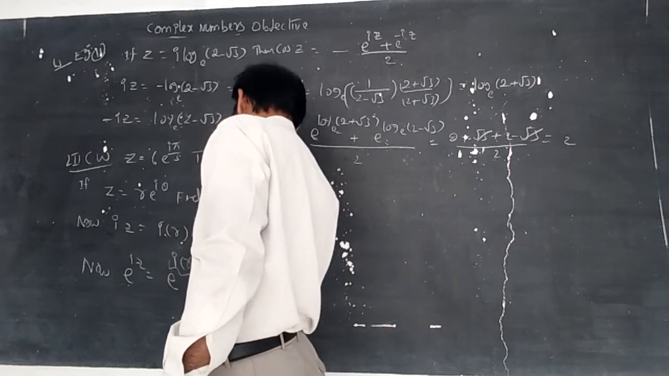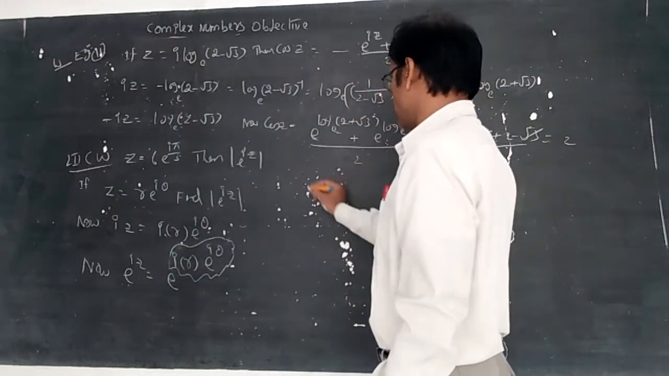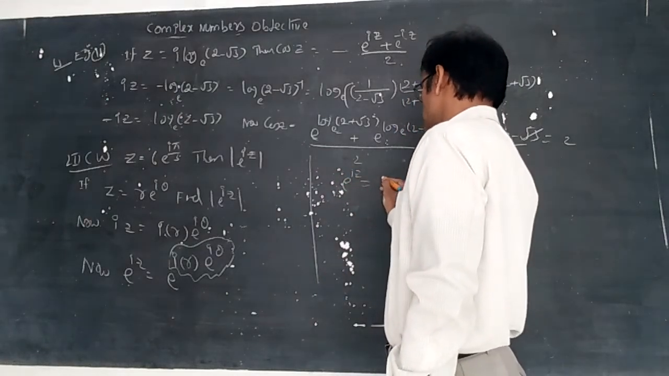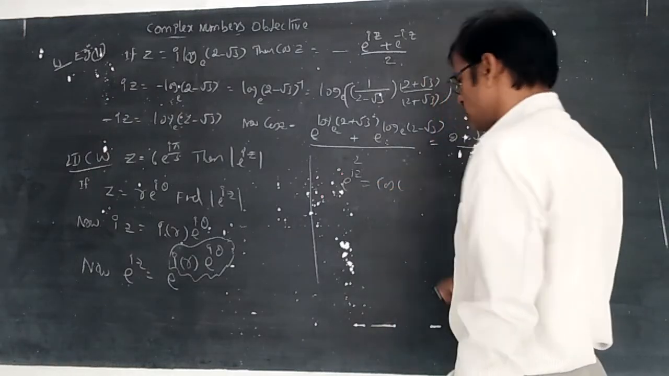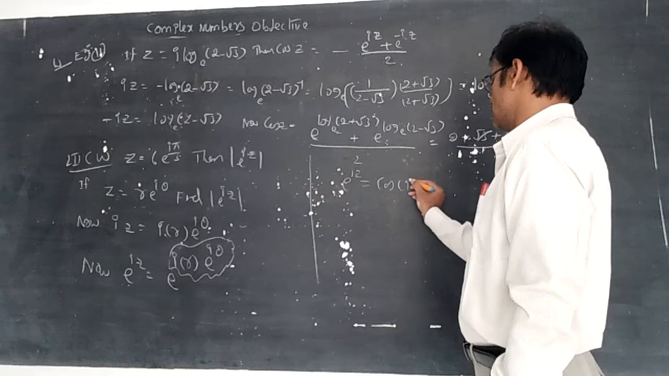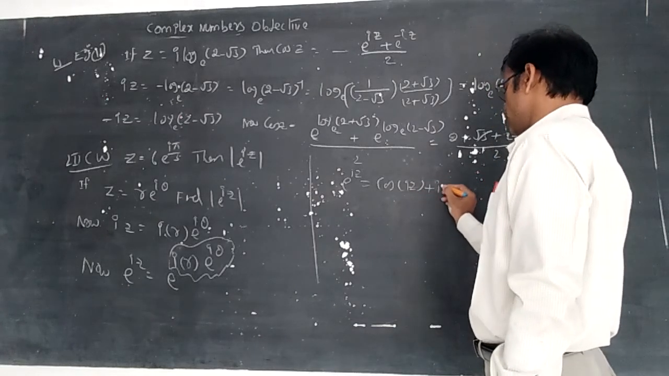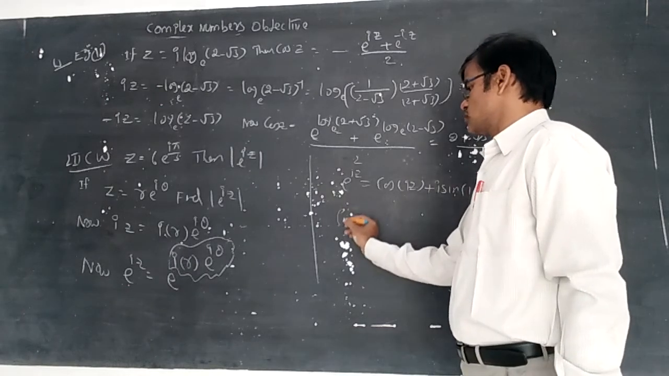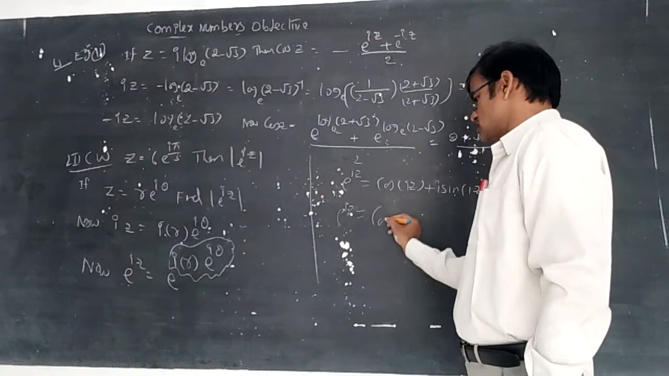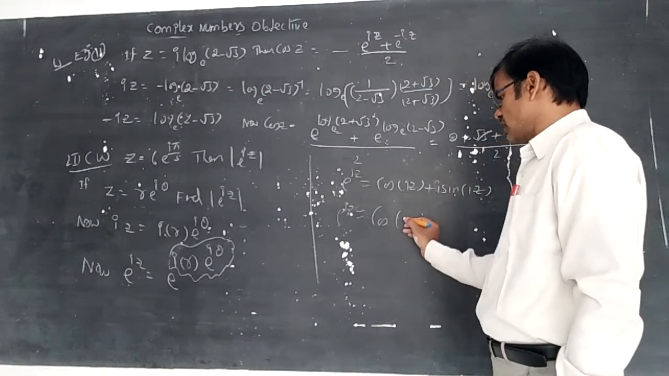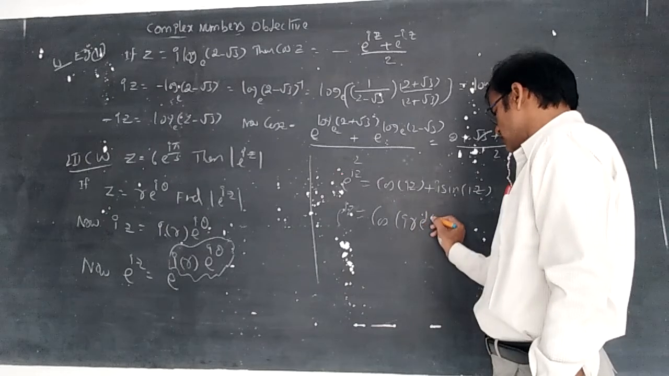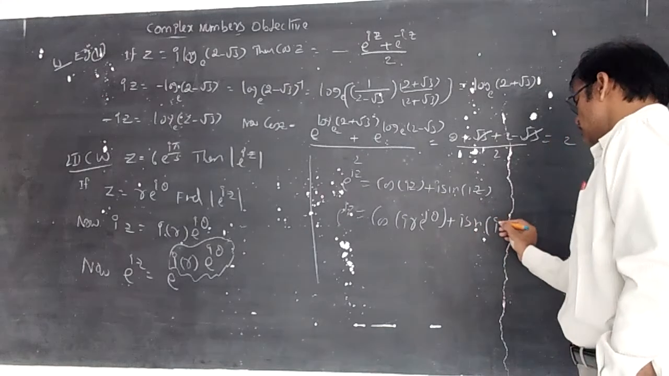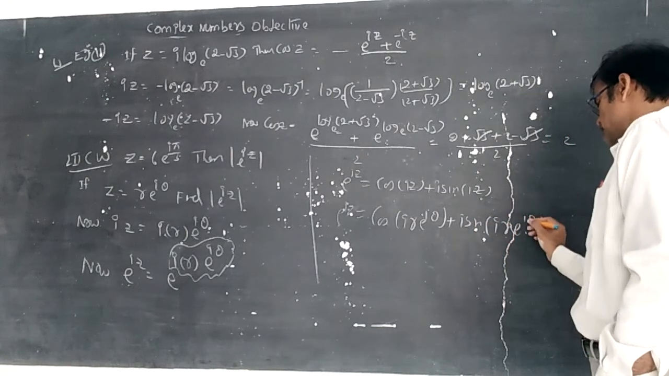Use the formula cos theta plus i sin theta concept. So e power iz is equal to cos of iz plus i sin of iz. So e power iz is equal to cos of (i into r e power i theta) plus i sin of (i into r e power i theta).